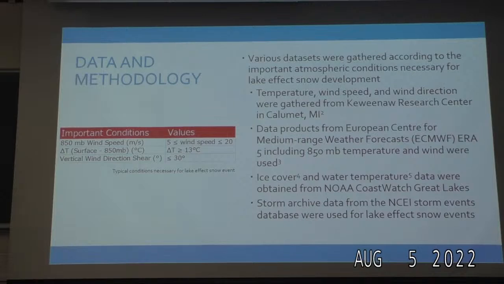These three conditions were from the literature that I read, and these are what people typically look at to determine if lake effect snow will develop. The first value is 850 millibar wind speed, and we want wind speeds between 5 and 20 meters per second, because we don't want the air mass to move too slow, or it's just going to dump all the snow in the lake. And if it moves too fast, it won't have enough time to pick up the moisture from the lake. Delta T between the lake surface and 850 millibars, we want that greater than or equal to 13 degrees Celsius. And vertical wind direction shear between the surface and 850 millibars, we want that to be less than or equal to 30 degrees, because we don't want it to be too different between the surface and the air above.